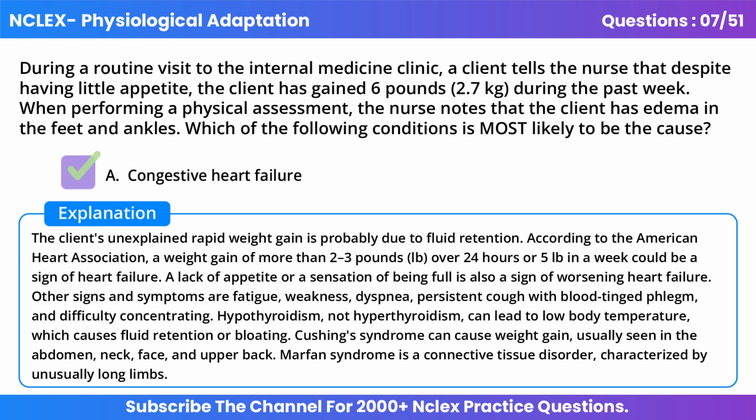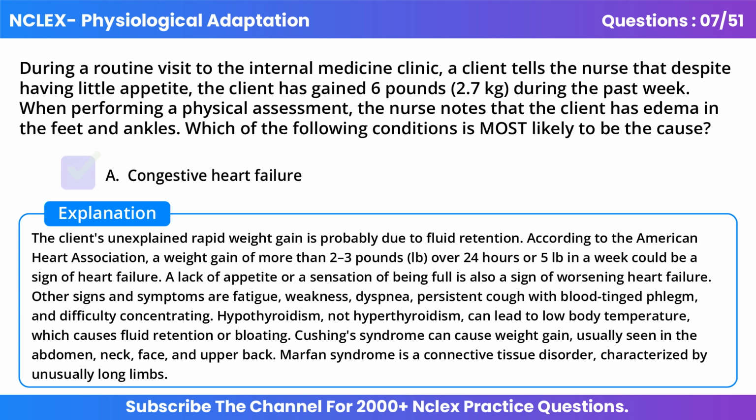The client's unexplained rapid weight gain is probably due to fluid retention. According to the American Heart Association, a weight gain of more than 2 to 3 pounds over 24 hours or 5 pounds in a week could be a sign of heart failure. A lack of appetite or a sensation of being full is also a sign of worsening heart failure. Other signs and symptoms are fatigue, weakness, dyspnea, persistent cough with blood-tinged phlegm, and difficulty concentrating.